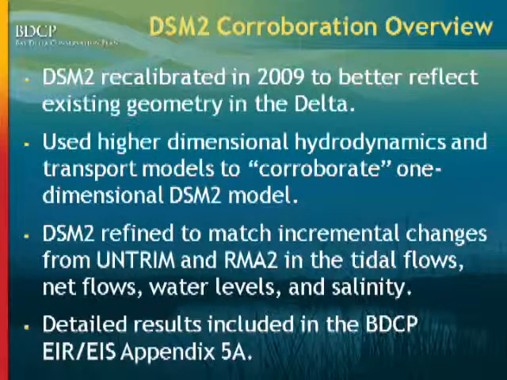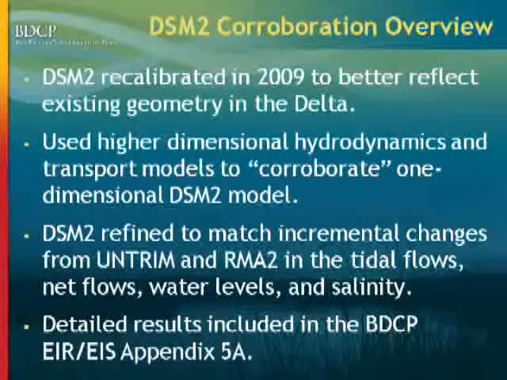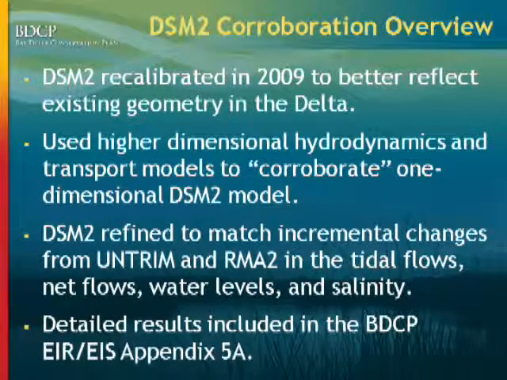So we recalibrated the model in 2009 to better reflect the existing conditions, and then, like I described earlier, we used the higher dimensional models to represent the sea level rise effects and the restoration effects, and we used the results from those models to tune the DSM2 model. We called the corroboration a success when the incremental changes in the tidal flows, the net flows, the water levels, and the salinity were consistent between DSM2 and the higher dimensional models. All three topics that I listed there are described in detail in the BDCP EIR/EIS Appendix 5A, Section D. There are several attachments to Section D where we have these efforts described in detail.